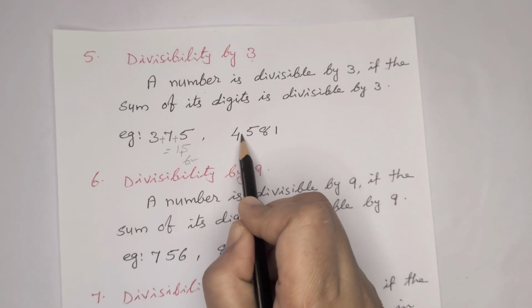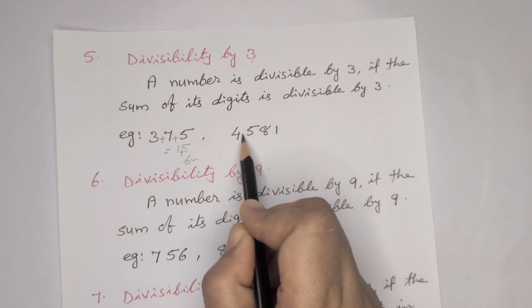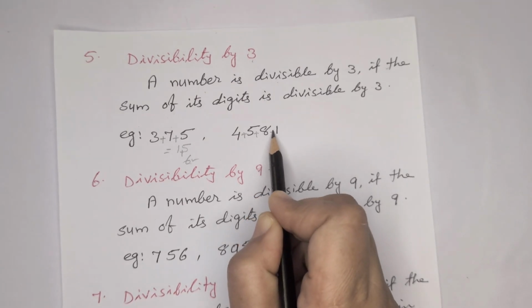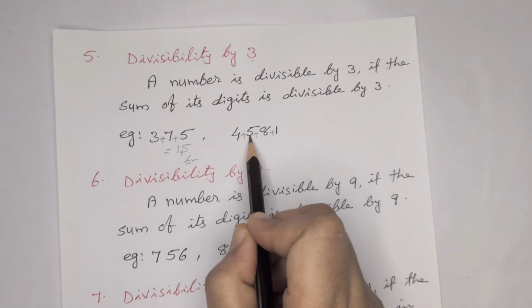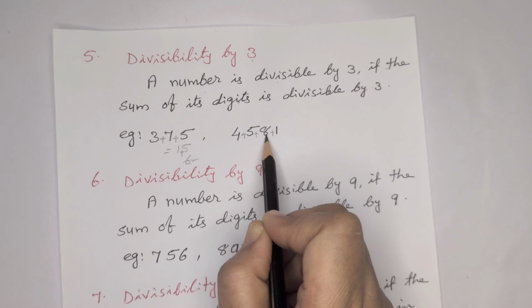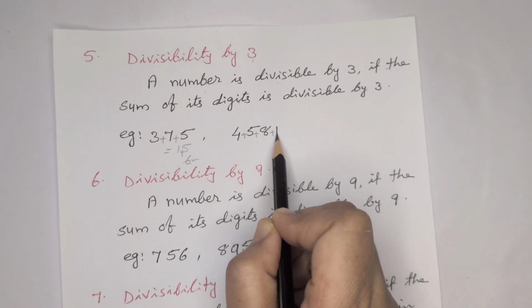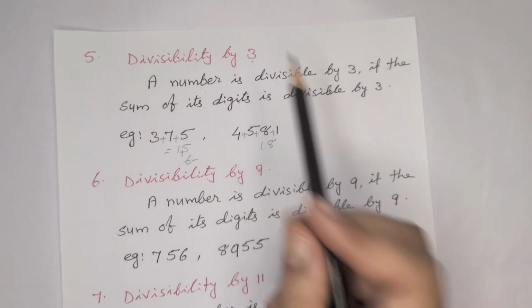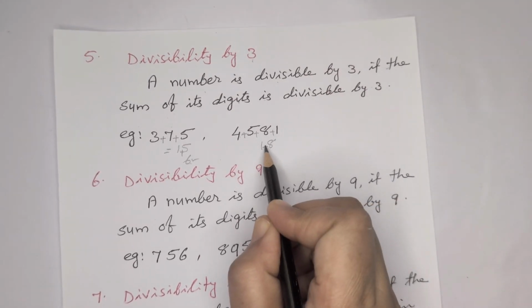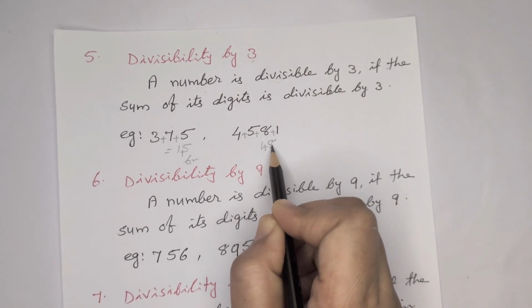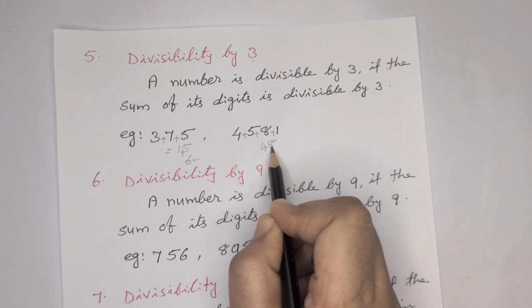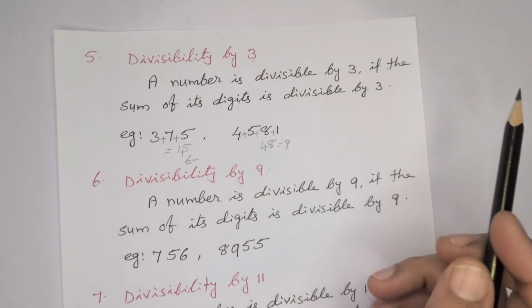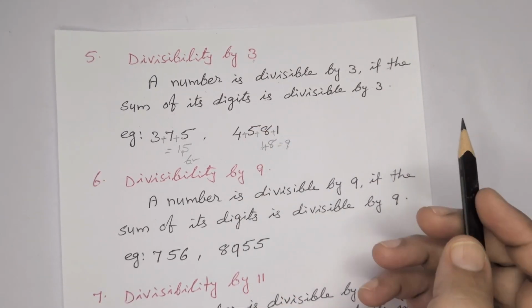Again here, 4581. First you have to add the digits. 4 plus 5 plus 8 plus 1. 4 plus 5 is 9, 9 plus 8 is 17, 17 plus 1 is 18. 18 we know is in the 3 table, or if you want to make it simpler, add these digits again, 1 plus 8, that will come to 9. 9 is a multiple of 3, which means that number is divisible by 3.